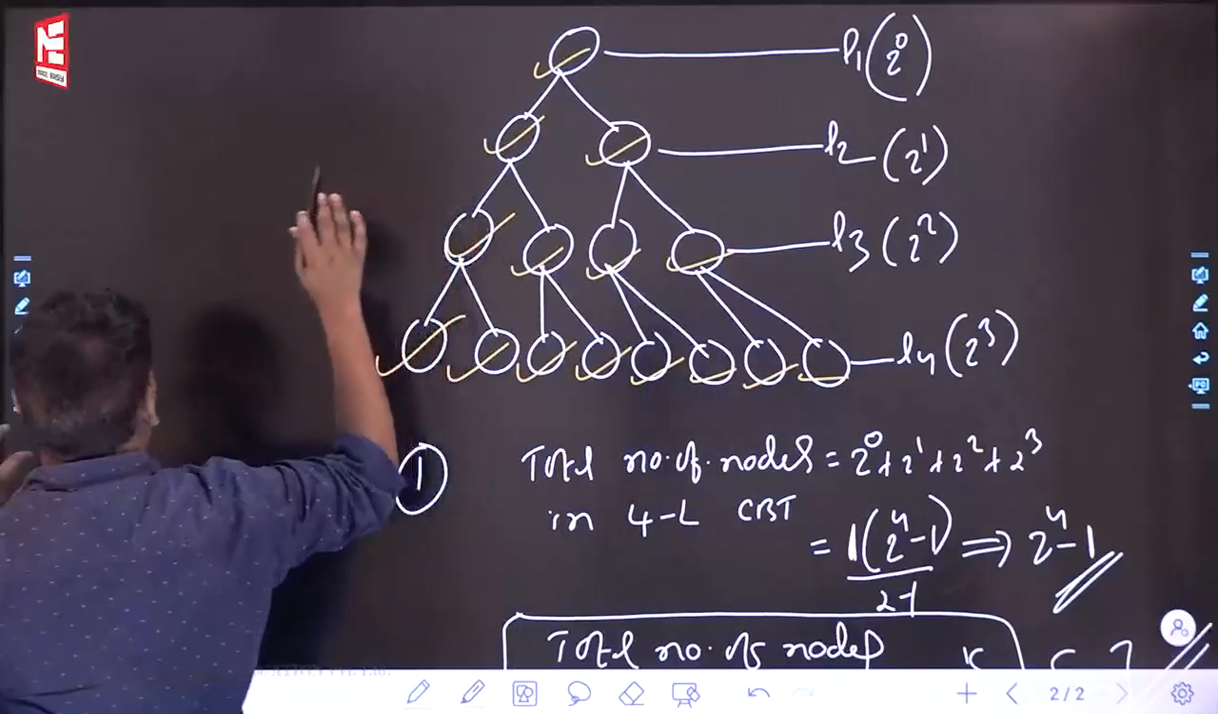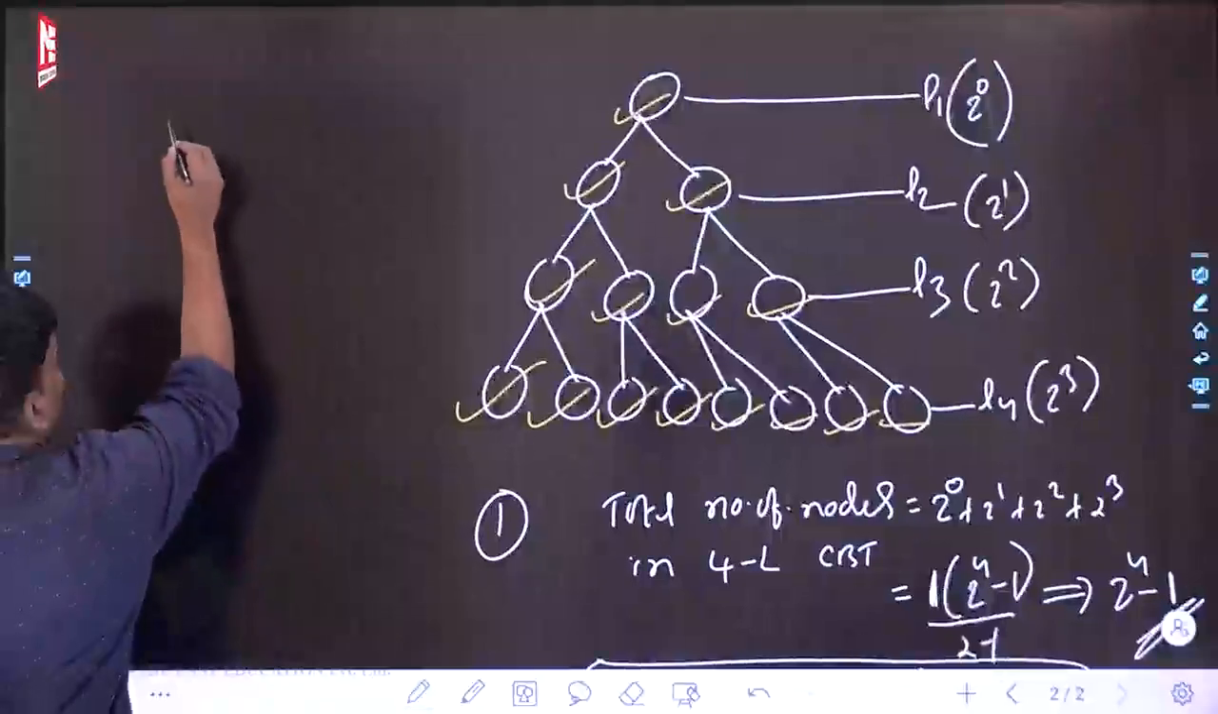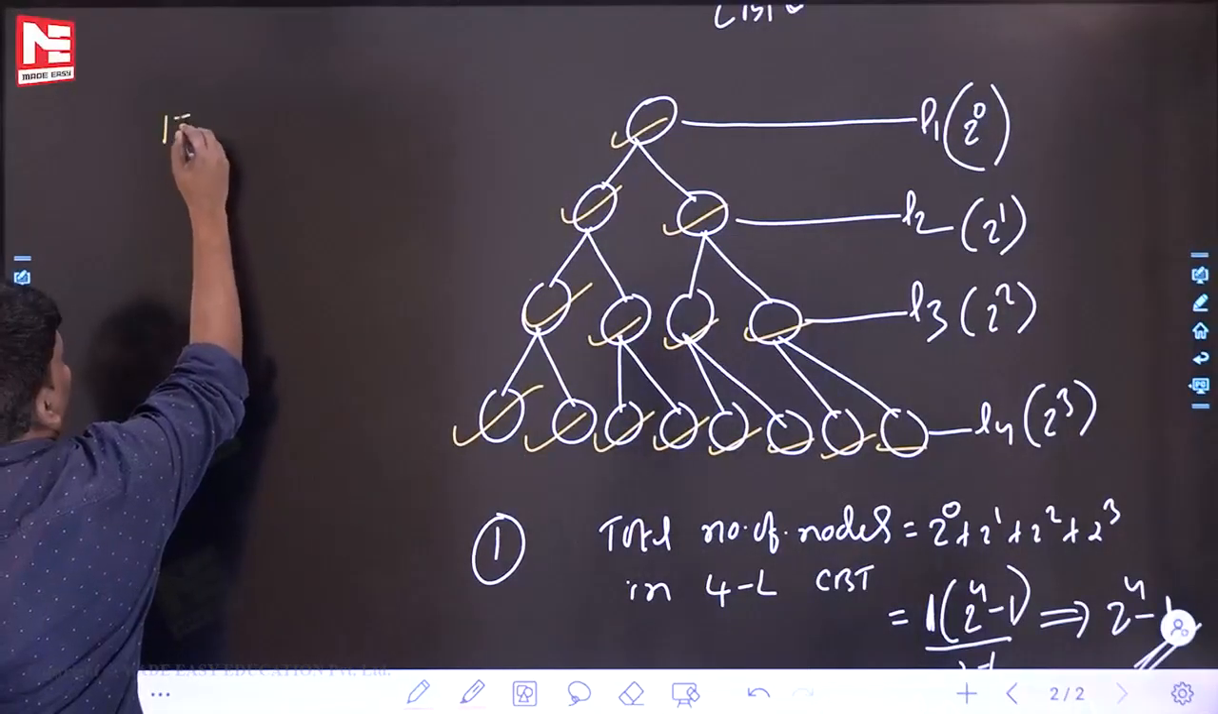In this complete binary tree, listen carefully. In this complete binary tree, 15 nodes are there.